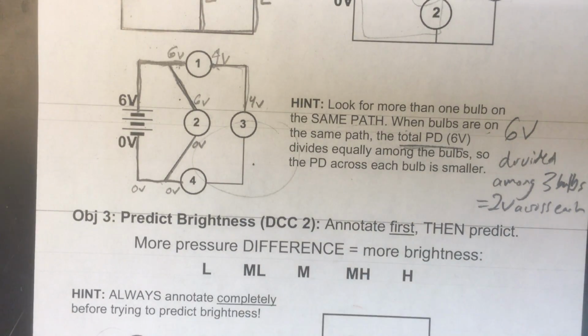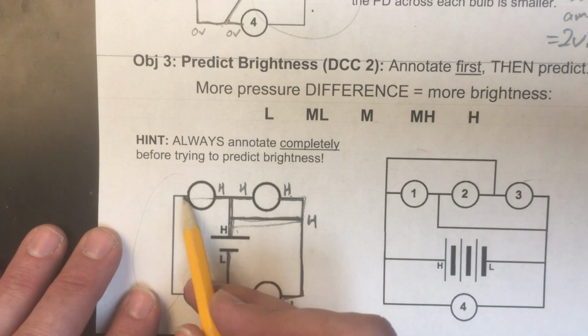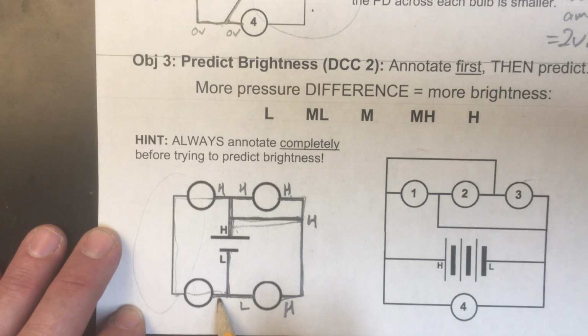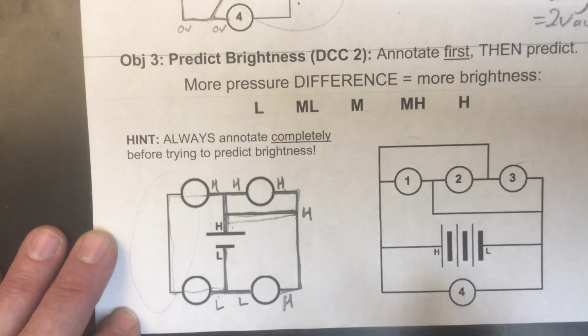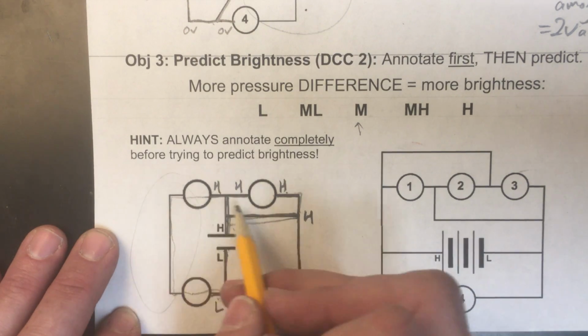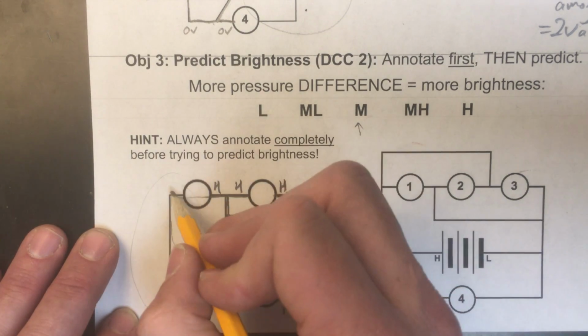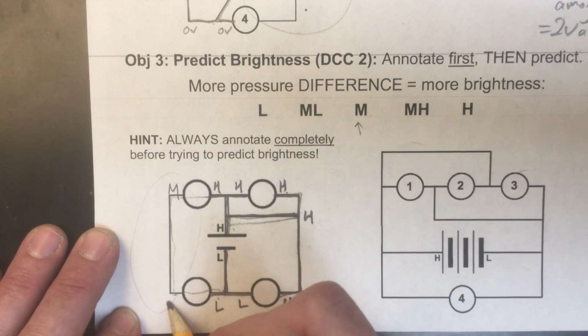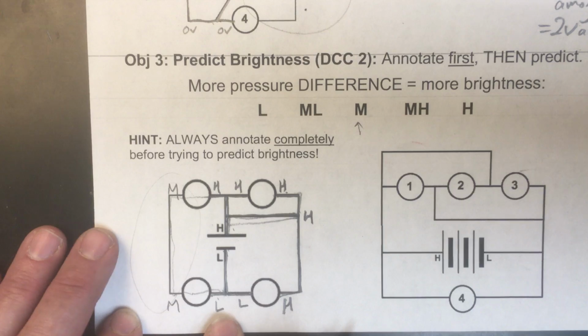because I can see that there are 2 bulbs on one path. This high to low difference gets divided equally. So that's where I would use this M to explain why these bulbs are lighting up a little dimmer than the others. So that would go from H to M, and this would go from M to L.